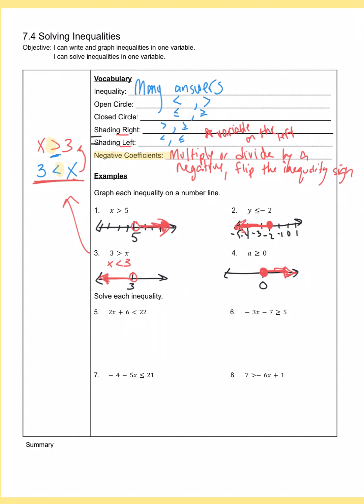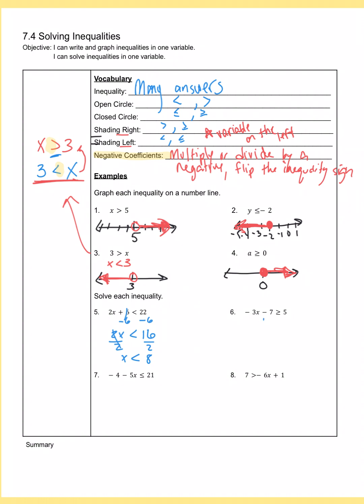Okay, so I want to add or subtract first. So the opposite of plus 6 is minus 6. So that gives me 2x is less than 22 minus 6 is 16. And then this is 2 times x, so the opposite is divide. So x is less than 8. I did not divide by negative, I divided by positive 2, so I left my sign as is.